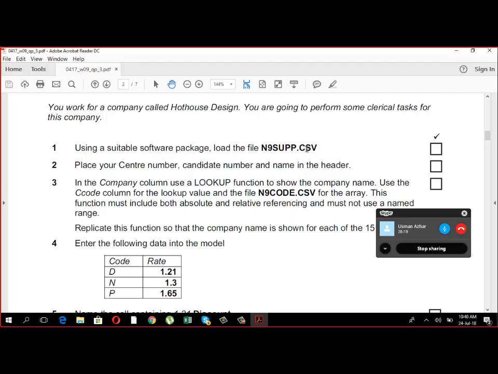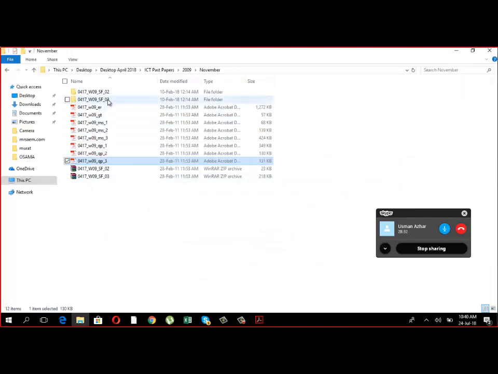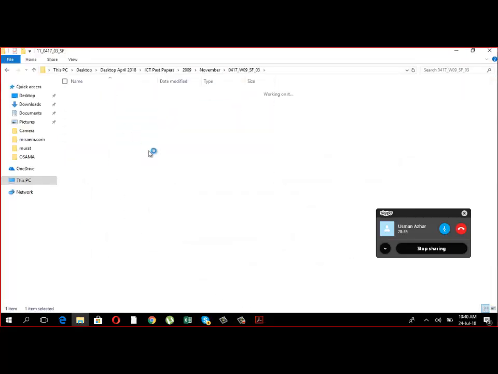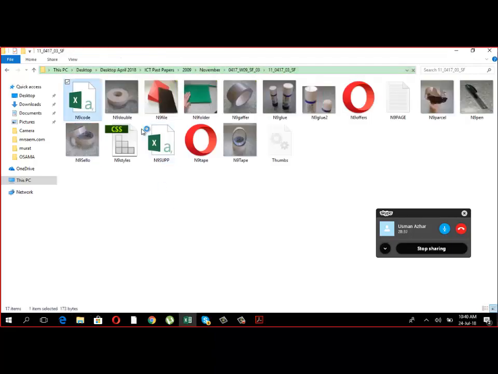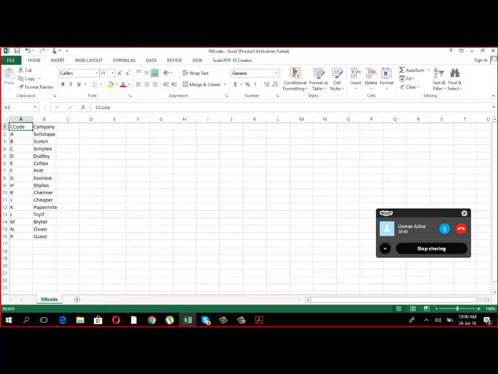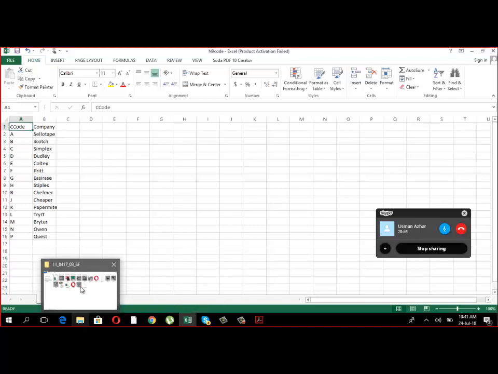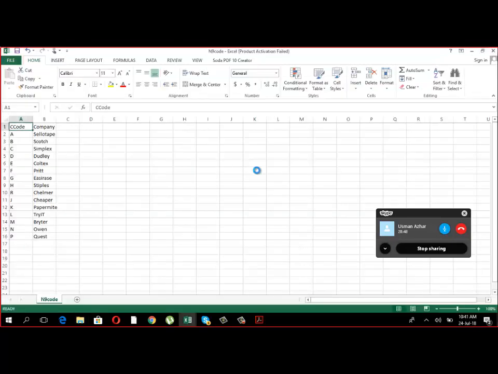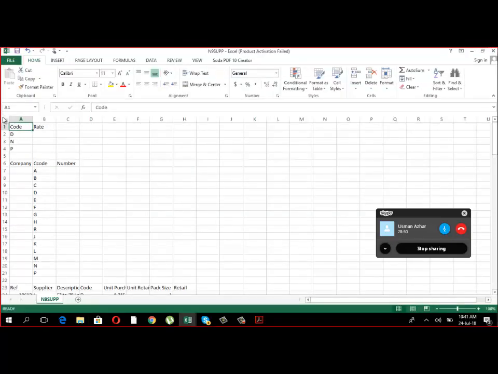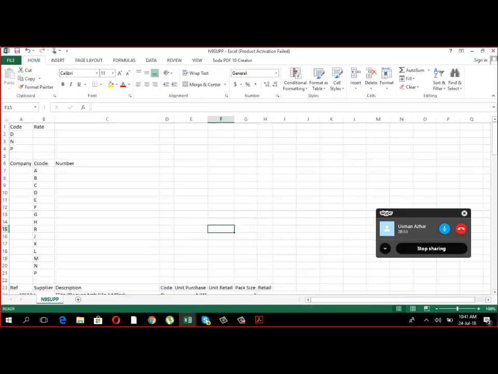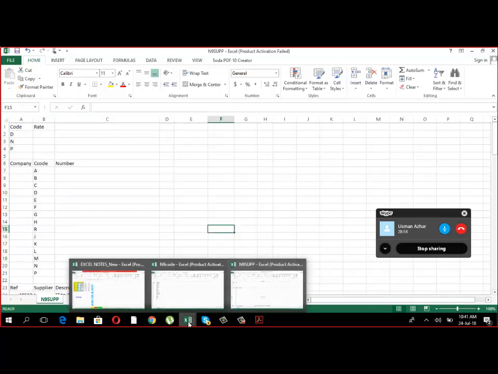n9supp.csv. Okay, now there's one thing very important, Usman, I need to tell you. In every question, whenever they say that you have two files, one is this file and one is this file, you can see yourself, right? So I would always advise you to open up these two files in the beginning. So I'll open up this one and the second one as well. I will open up both in the beginning. Then I will again start reading my question.